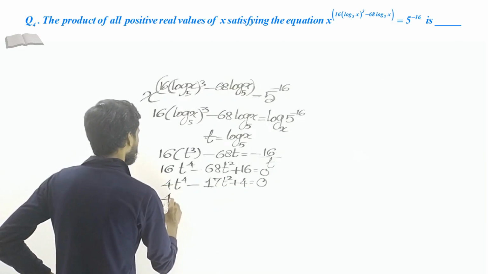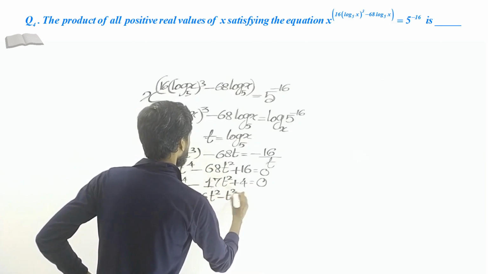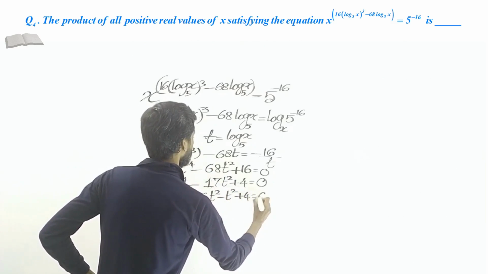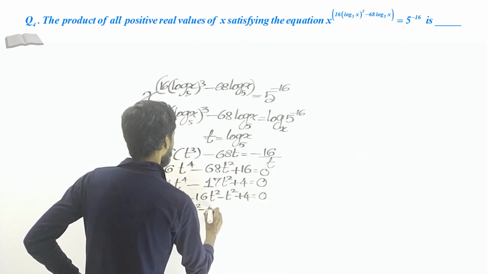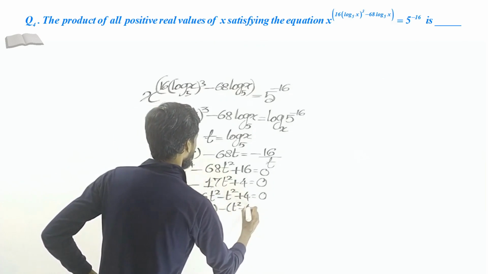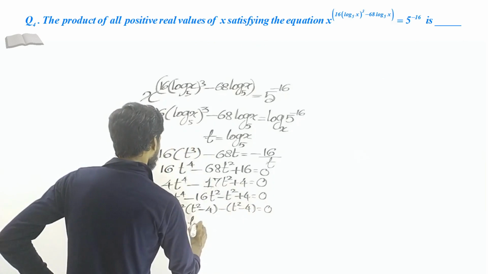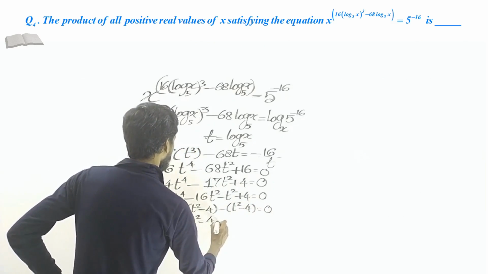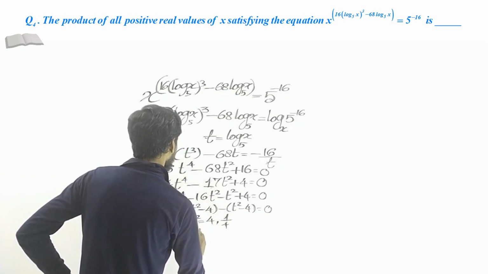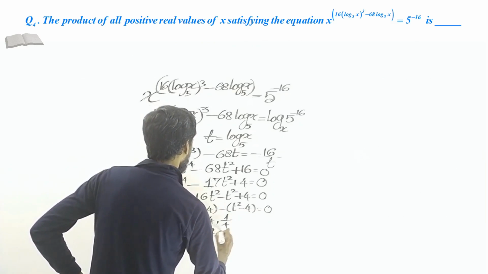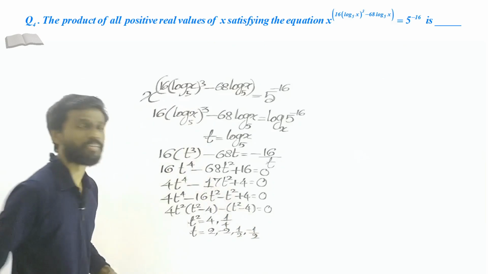If you factorize it, you get 4t to the power 4 minus 16t square minus t square plus 4 equals 0. So 4t square can be taken out, so it is 4t square times (t square minus 4) minus 1 times (t square minus 4) equals 0. So we are getting the value of t square. Either t square is 4 or 4t square is 1, so t square is 1 by 4. So we get the values of t: 2, minus 2, 1 by 2 and minus 1 by 2.